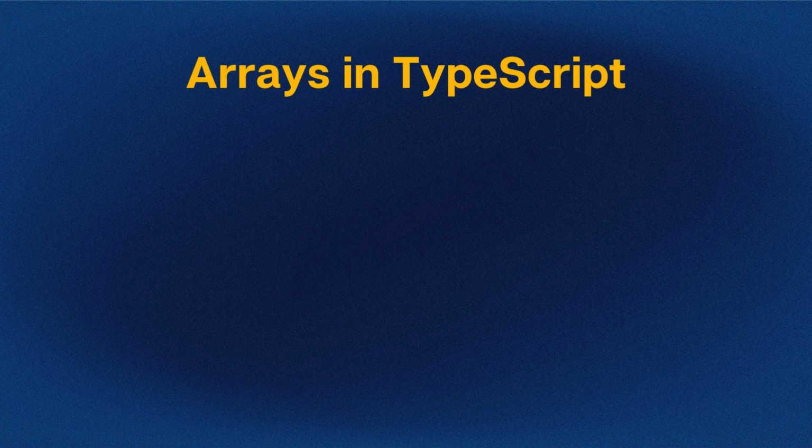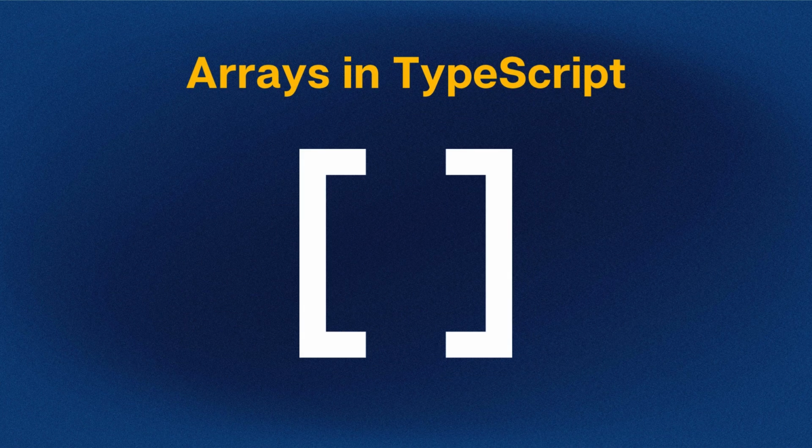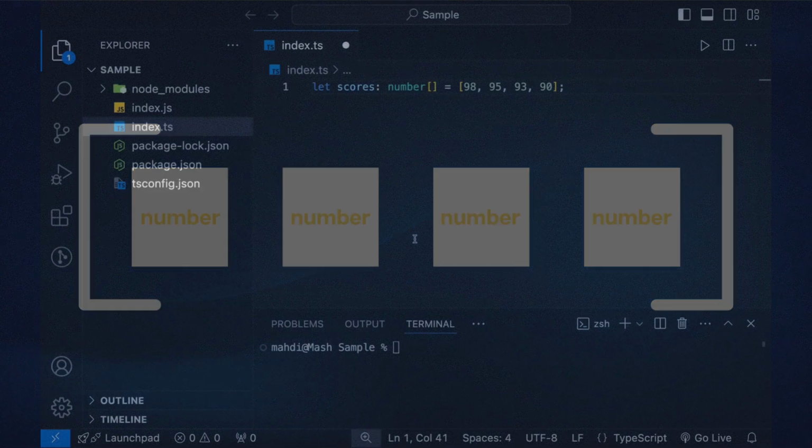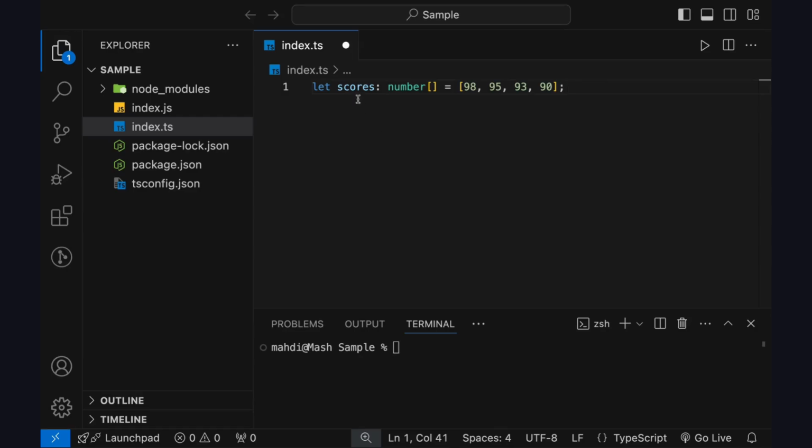Arrays in TypeScript work much like they do in JavaScript, but with the added benefit of type safety. An array can hold multiple values of the same type, and TypeScript ensures that all elements in the array conform to the declared type. Here, scores is an array of numbers. Adding a value of a different type, say a string, would result in a compile time error, preventing potential bugs.